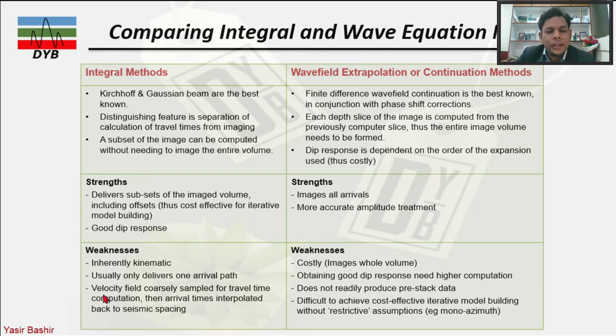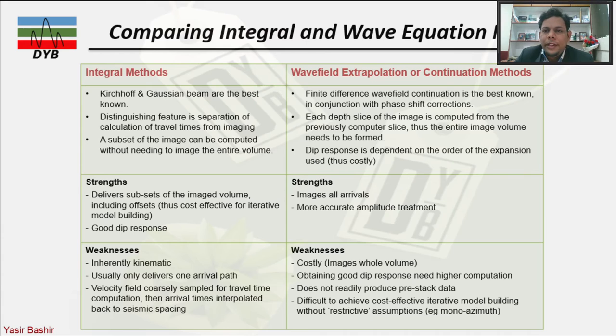So in this you have inherently kinematic, and usually only deliver one arrival path. It's not following the two-way wave, so actually it's one-way. And the velocity fields are coarsely sampled for travel time computation, and then the arrival time is interpolated back to the seismic spacing. So that is actually the weakness of the integral method.